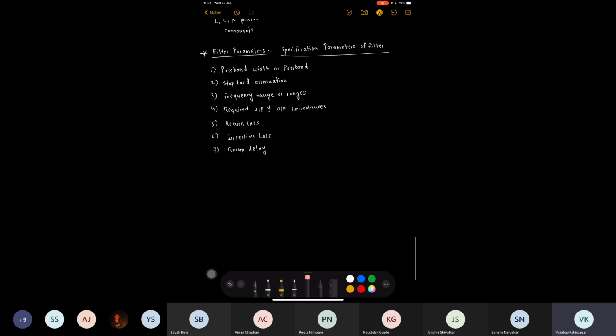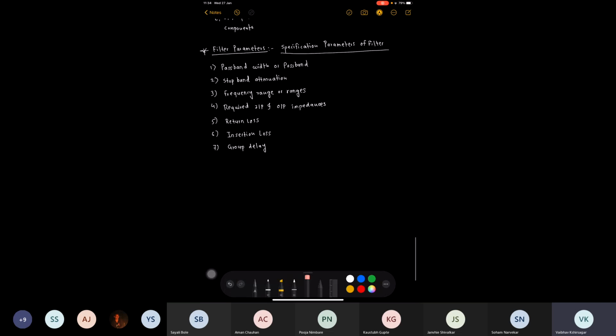So pass bandwidth or the pass band, what does it indicate? It can be represented conveniently by looking at a particular diagram. Here I will draw the simple diagram again. Again, I will draw the same diagram, right?